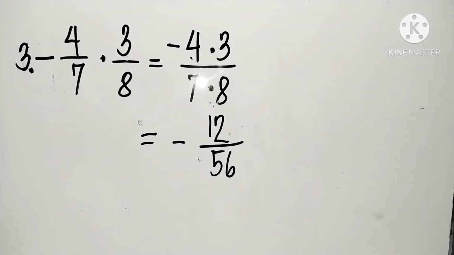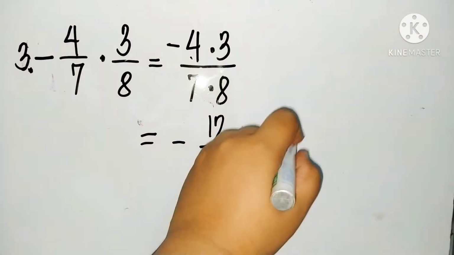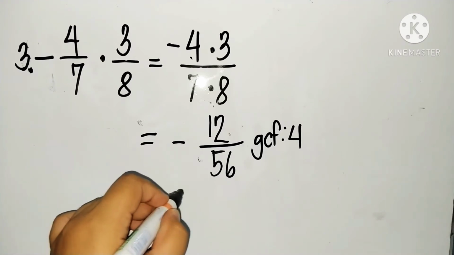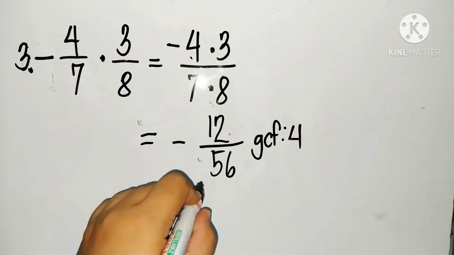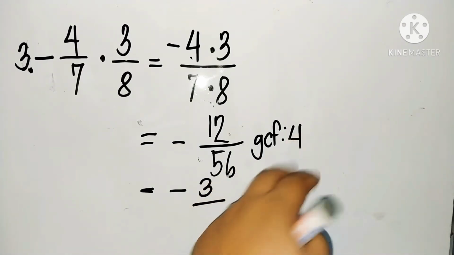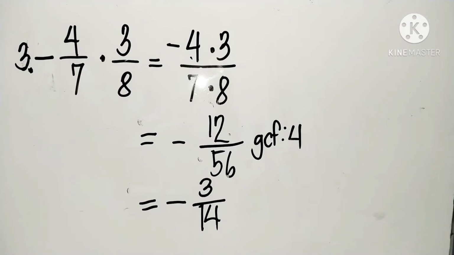Now, kung mapapansin nyo, yung 12 and 56, pwede natin siyang i-express into lowest term. Paano? Hanapin natin yung GCF ng 12 and 56. Sa case na to, ang GCF ng 12 and 56 ay 4. Ibig sabihin, we will divide both numerator and the denominator by 4. Negative 12 divided by 4 is negative 3. 56 divided by 4 is 14. Therefore, the final answer is negative 3 over 14.